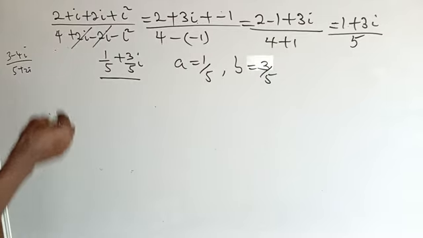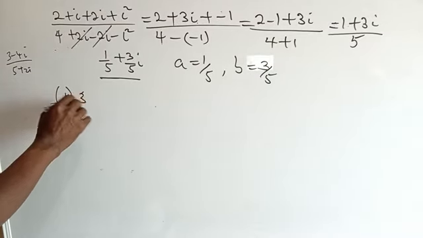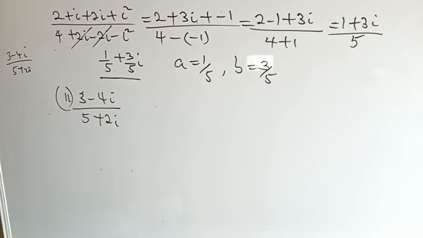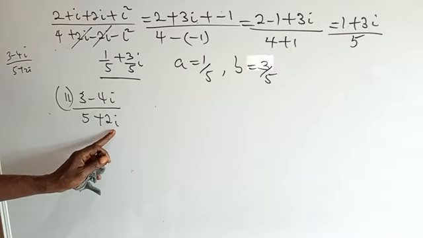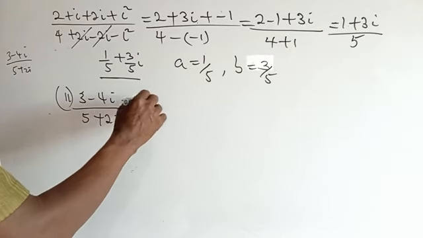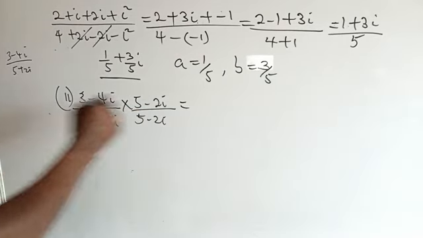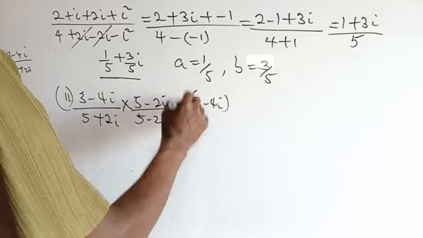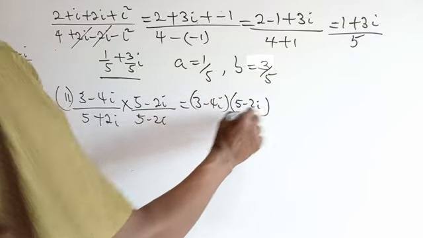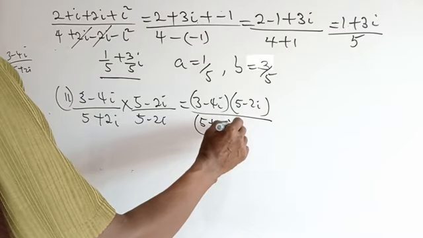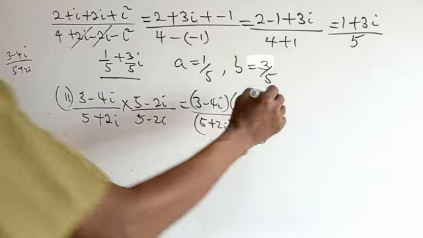Now we want to express the second question, which is 3 minus 4i all over 5 plus 2i. Just like we did for the first one, rationalize the denominator by its conjugate. The conjugate of this denominator is 5 minus 2i. So now we multiply by 5 minus 2i all over 5 minus 2i. So that becomes 3 minus 4i into bracket 5 minus 2i all over 5 plus 2i into bracket 5 minus 2i. So by the time you expand, what do you have?